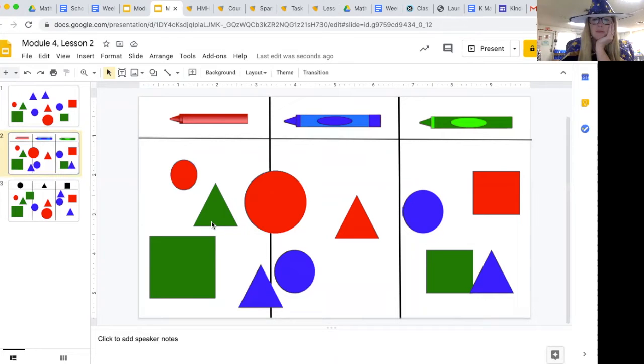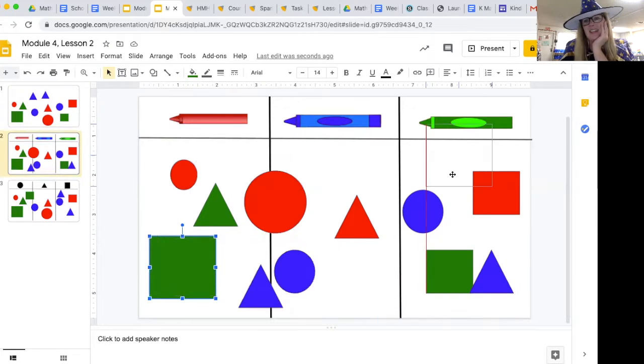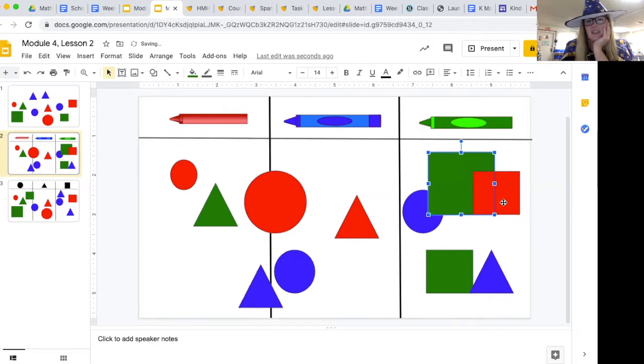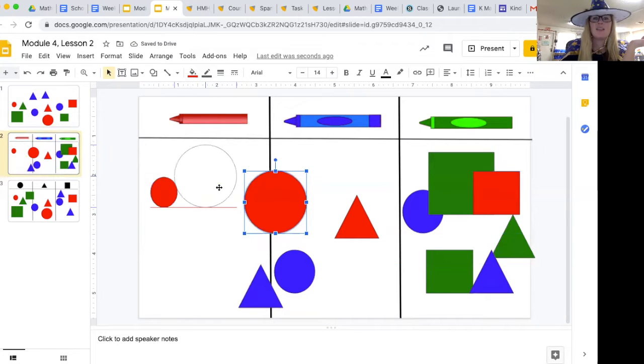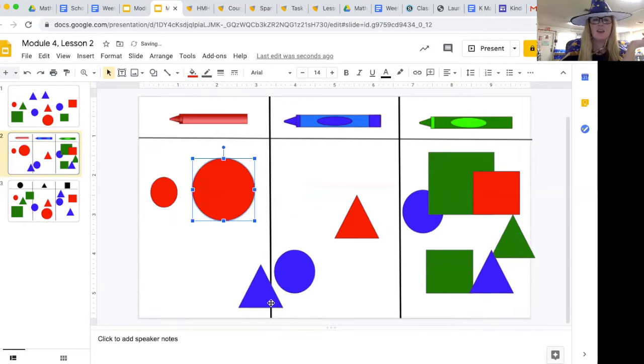Let's see. How about this one? What color is this? Oh, right, it's green. It goes over here. How about this one? Oh yeah, that one's green too. That goes over here too. You're right. How about this one? Oh, it's red. It stays here. How about this one? It's red. It stays here.